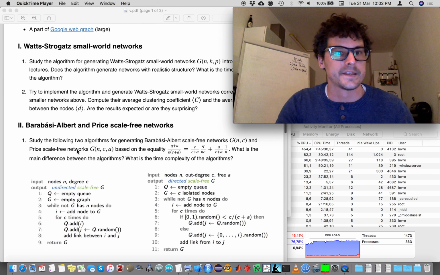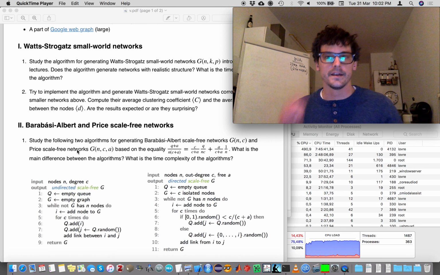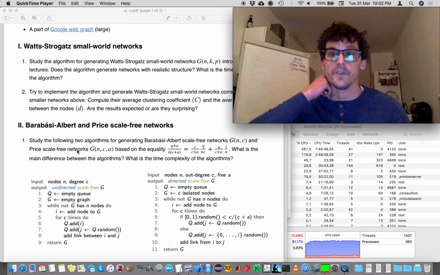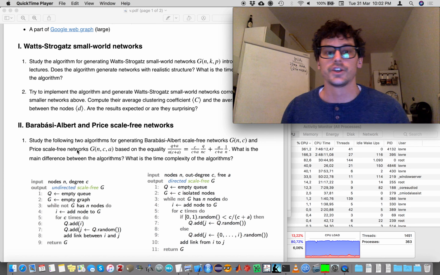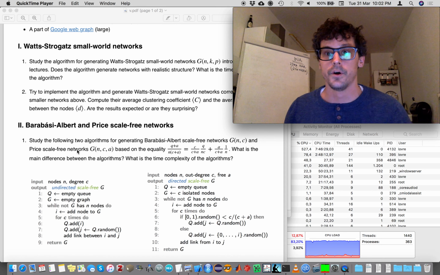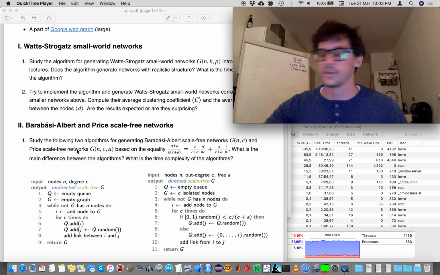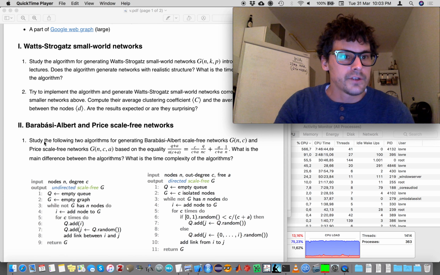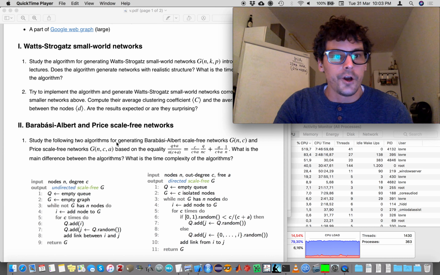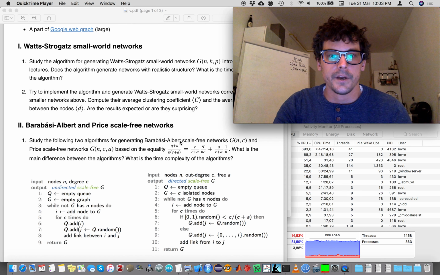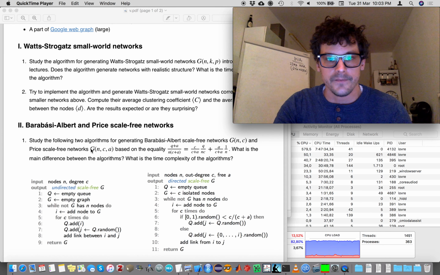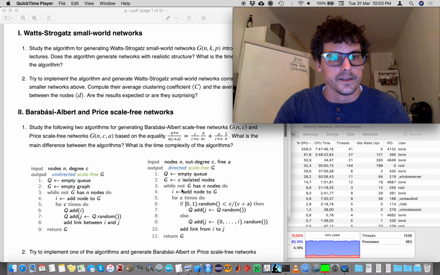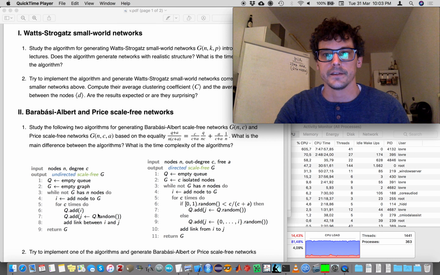So now let's move to the second exercise, where we'll be dealing with scale-free models of networks, more precisely the Barabasi-Albert model and the Price model that were both introduced in lectures. The exercise reads: study the following two algorithms for generating Barabasi-Albert scale-free networks and Price scale-free networks. And we are given the pseudocode here at the bottom.